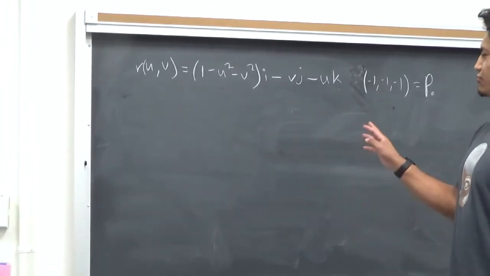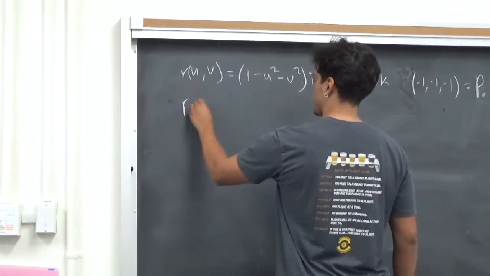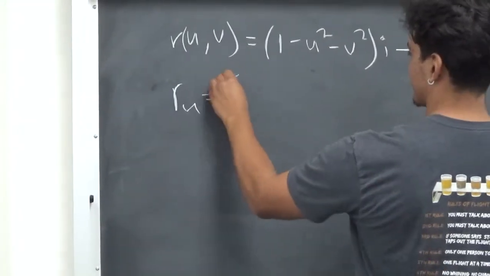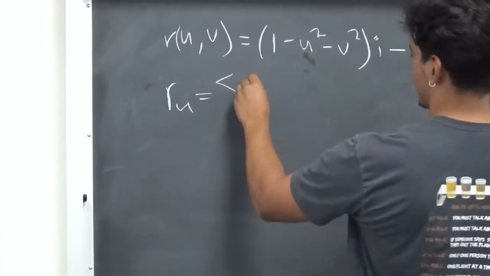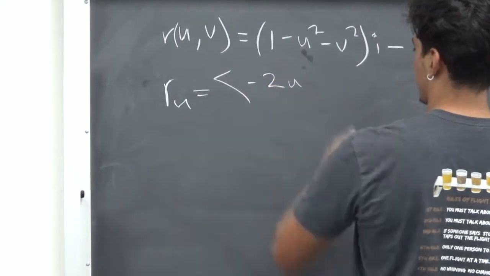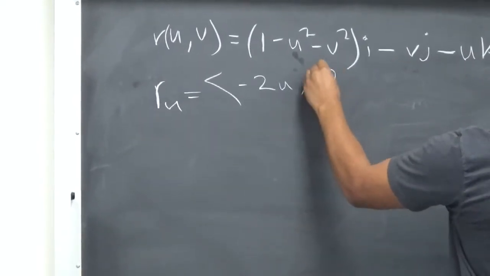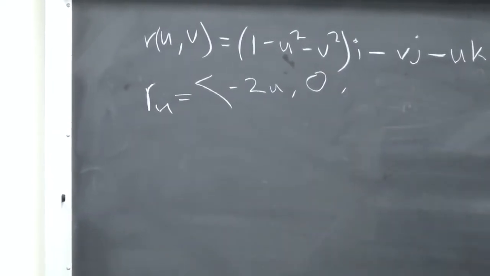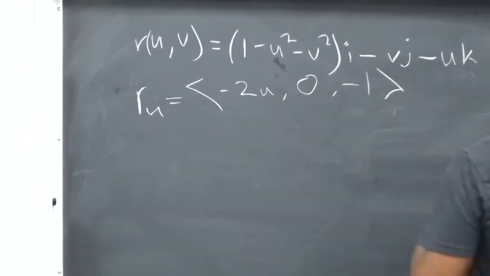Alright, so first off, we're going to try and find the derivative of r with respect to u. So it's going to look like this. The derivative of u inside the i component is just going to be -2u. Then we go to the j component. There's no u in there, so it's going to be 0. And then the k component is just going to be -1. So then that's going to be that.